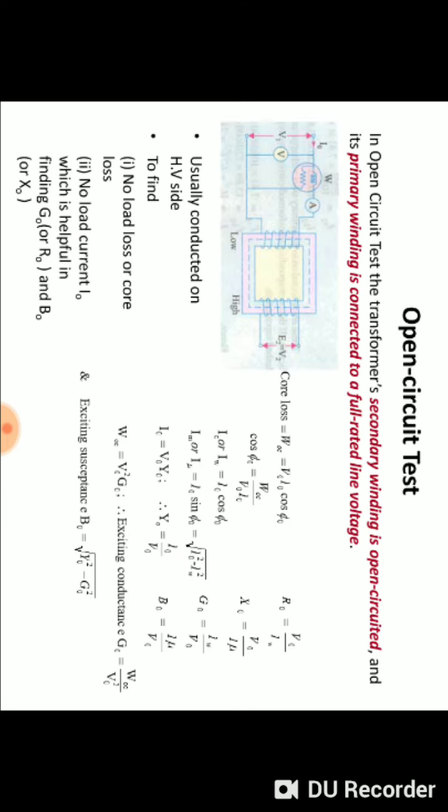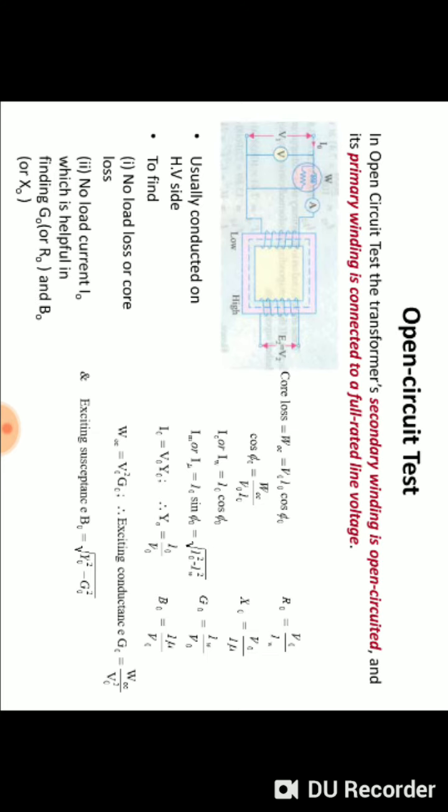We measure the voltage, power and current which is flowing through the primary circuit. The secondary circuit is obviously kept open, so ideally no current should flow through it. Now as we know, V1 I1 is equal to V2 I2. As I2 is 0, V1 I1 should be 0. That means no current should flow through the primary also. But it does not happen.